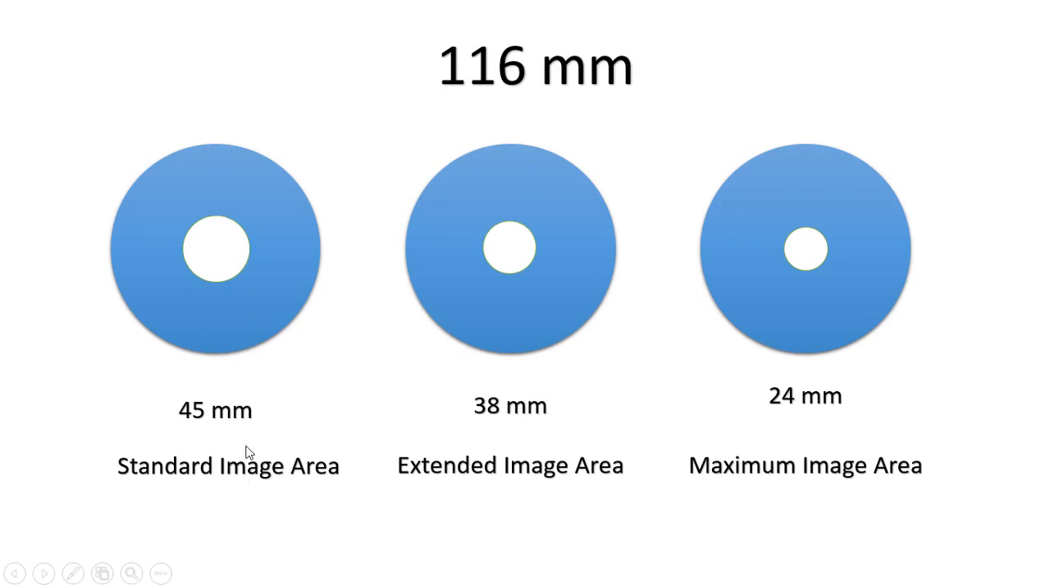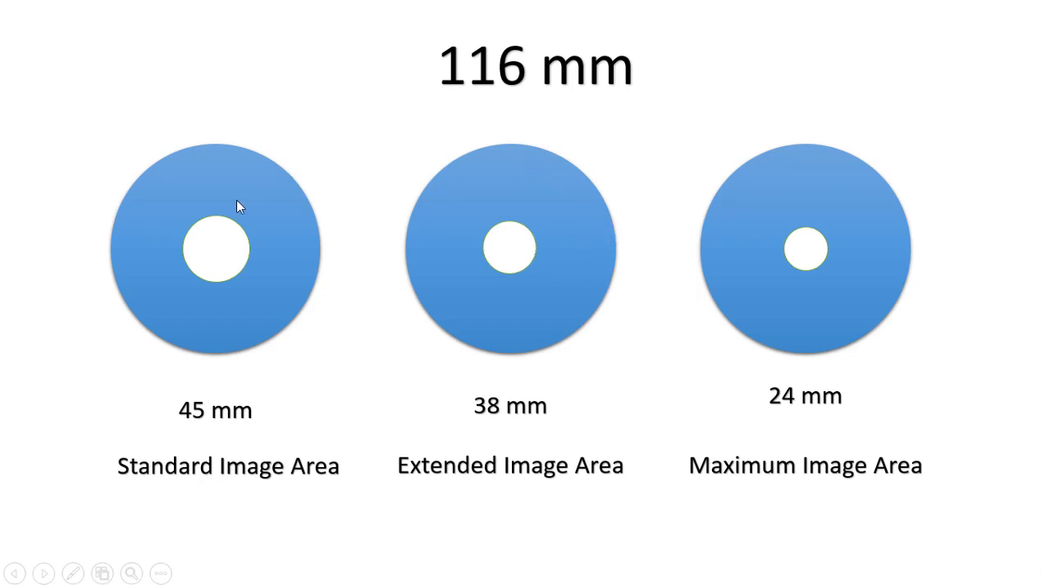It simply means that this is the outer edge and this is the inner edge. The inner edge is 45 millimeters thick here, so your image is going to apply from here to here. This is the standard image area. Next we have the extended image area, where the inner edge is 38, and your image is going to start from here and end here.